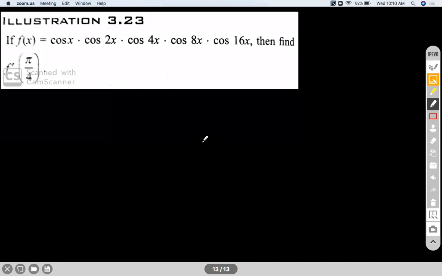Sir, won't some of them get cancelled, like become zero? How? Pi by 4. But you don't have to put pi by 4 initially, Dheeraj. That is a mistake. You don't have to put the value and then differentiate. You have to differentiate and then put the value. Okay. Yeah, even after differentiating it, sometimes it cancels. Okay, let it cancel. No worries.